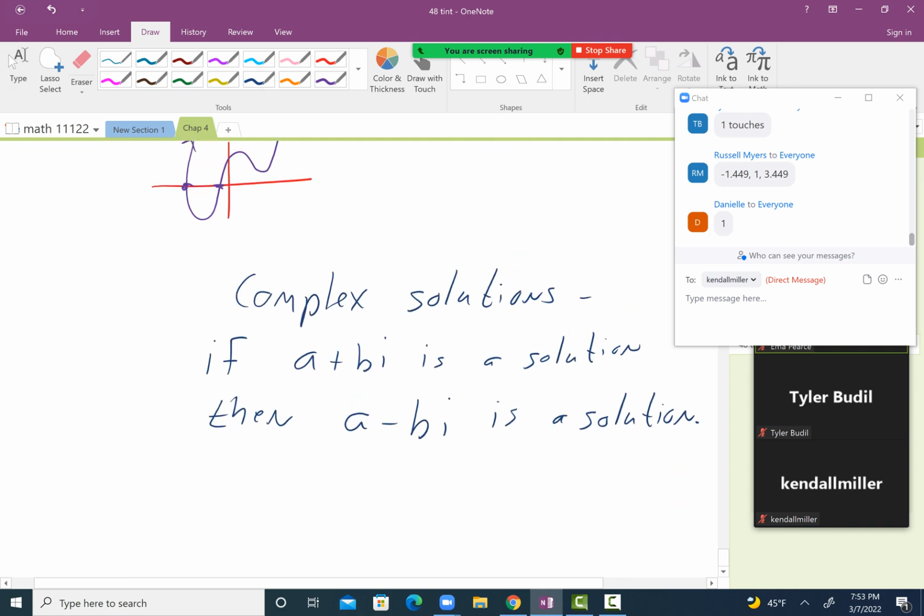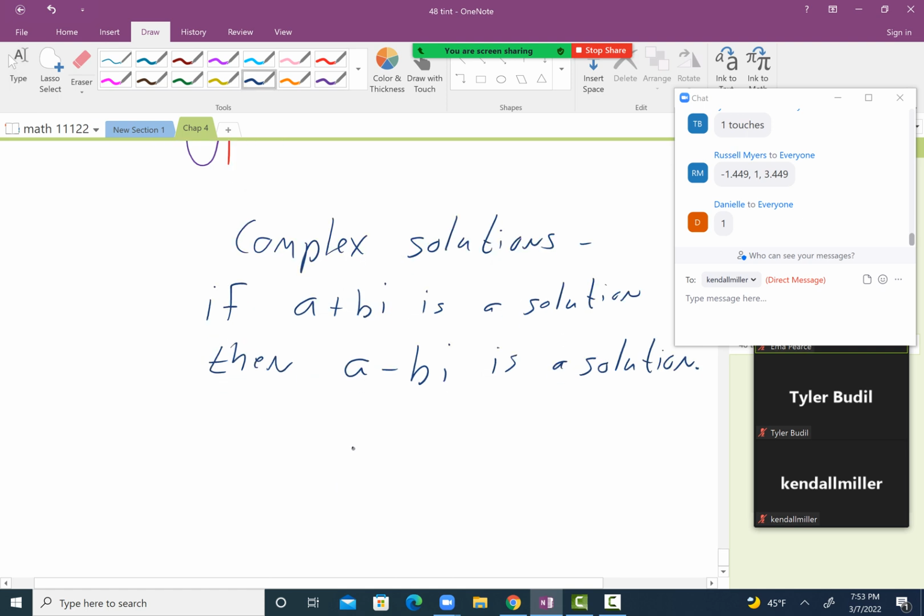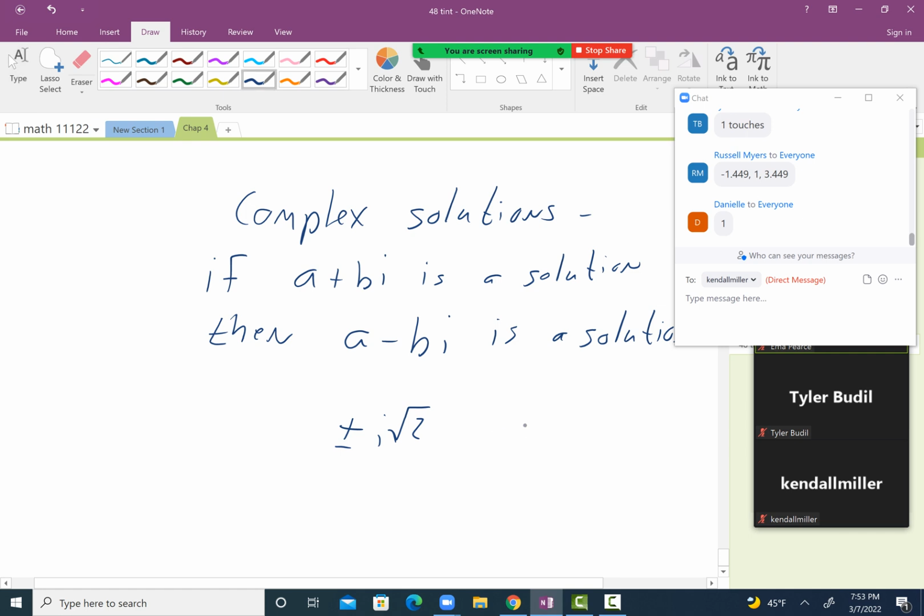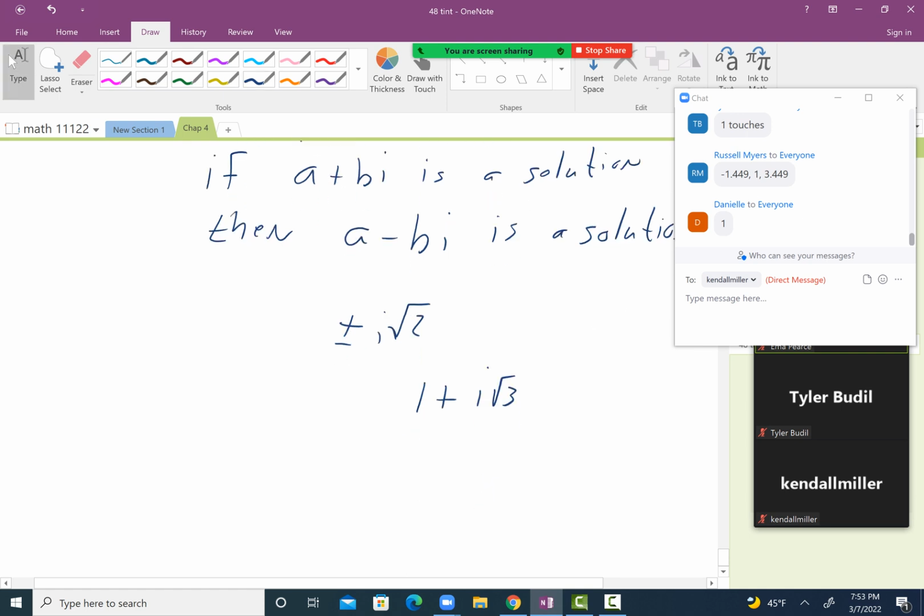So up there, we had plus or minus i square root 2. Well, if I tell you that I have a polynomial and 1 plus i root 3 is a solution, and it's possible to get that in a quadratic formula, then what you automatically know is that 1 minus i square root 3 is a solution too.